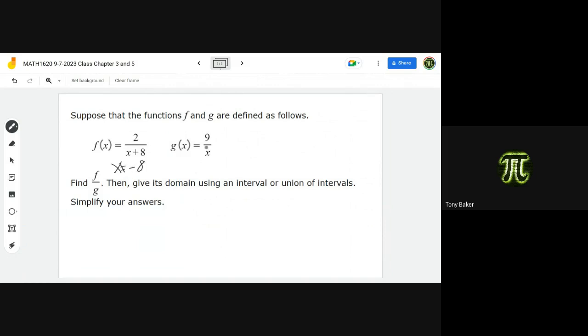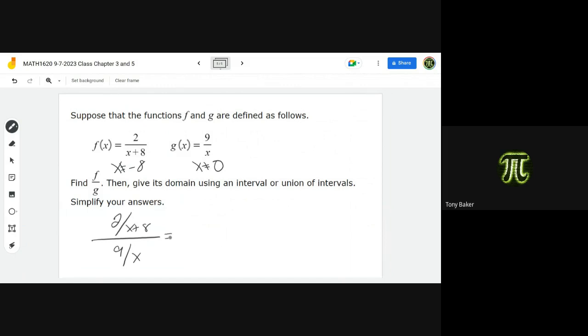Which values cannot work in g of x? 0. Okay, so now we can set them up. So we have 2 over x plus 8 divided by 9 over x. Now, is there any other value that will make 9 over x 0? In this case, no. I'll make one up that does in a second.